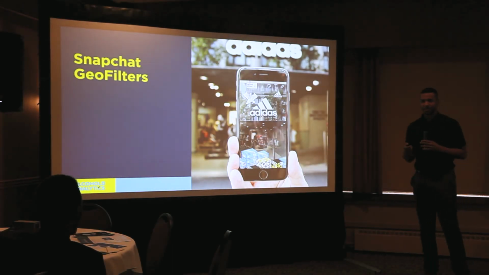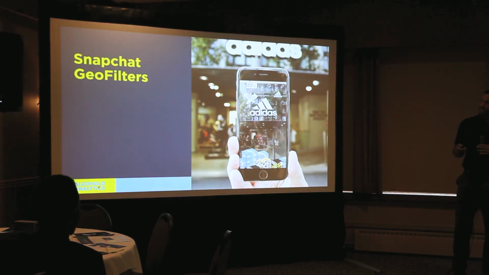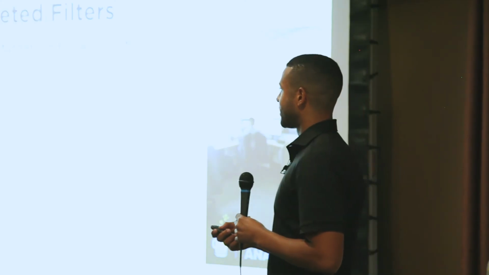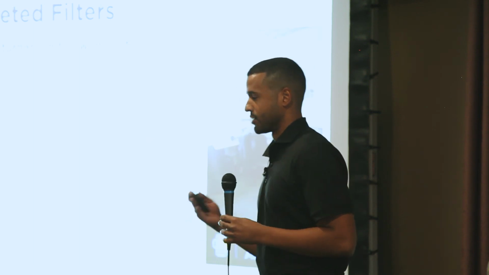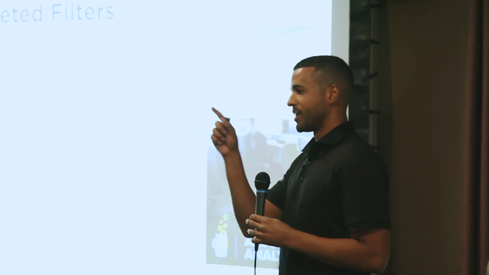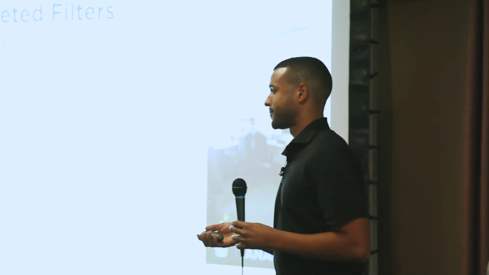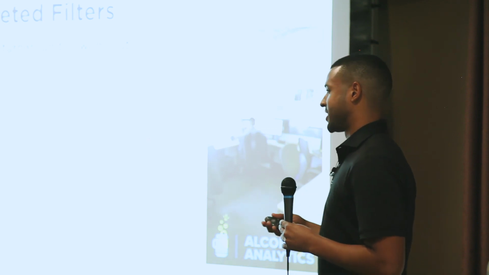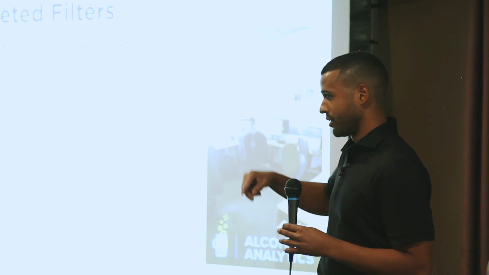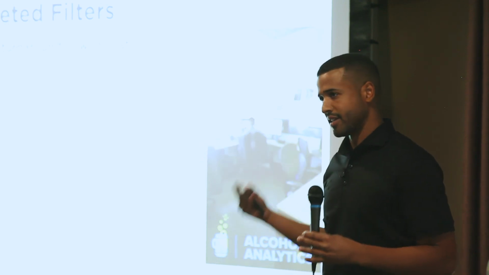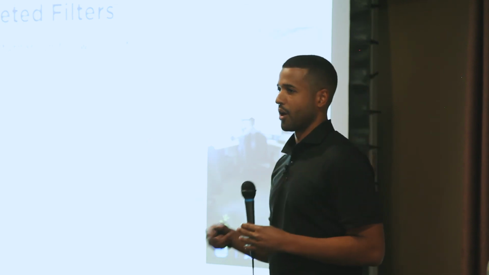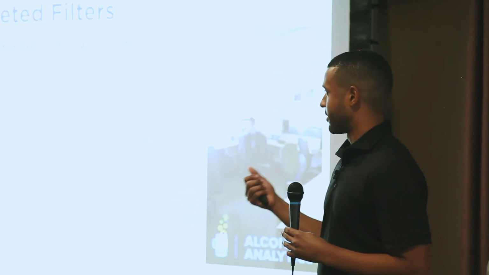So the first way that you can advertise on Snapchat is GeoFilters. What GeoFilters are, they're brand inflections that locations determine. So overlays that you can use, so design elements, where you take a picture and you could augment your photo with a specific design, and it's based on geography. What we did today was we traced a fence in the Snapchat portal around the Winter Club, and anyone in this facility can use our alcohol and analytics filter to augment their image and share with their network.